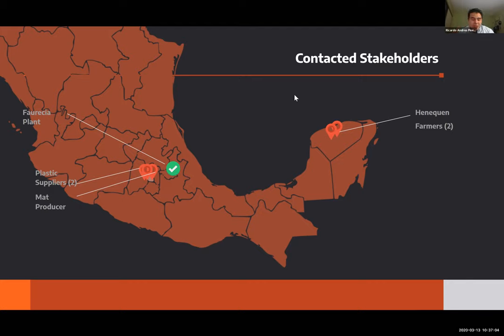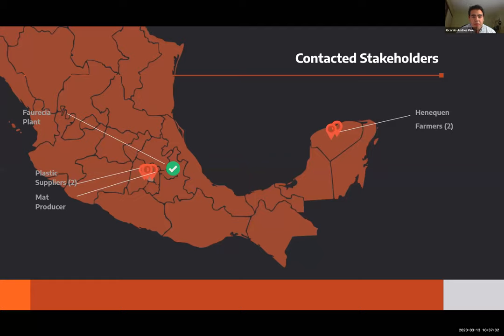But okay, let's continue. So this is a map we wanted to show because these are just some of the stakeholders that we've had more contact with. We are a different team because this was a group that worked on this last year. So for us, it wasn't about interviewing so many people. It was actually getting stakeholders on board and getting the supply chain.